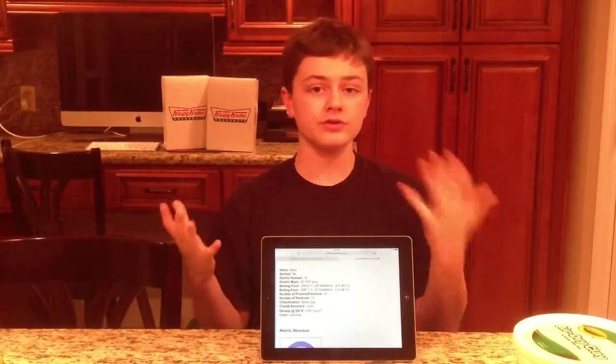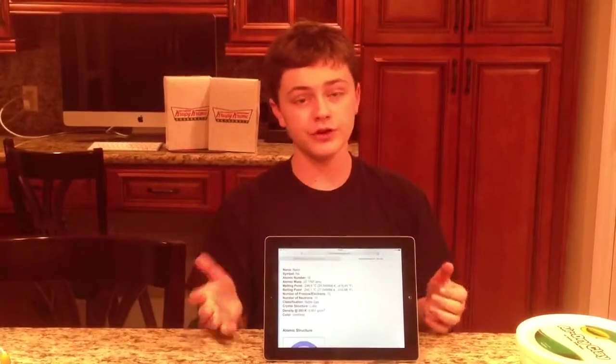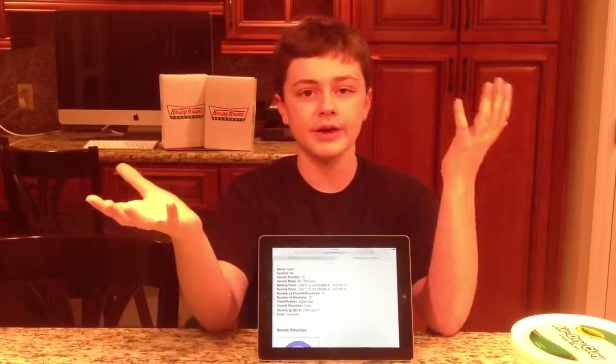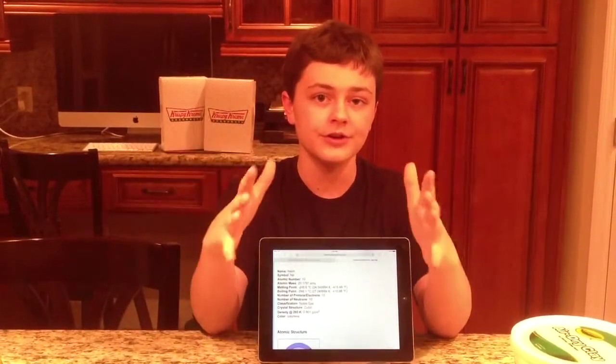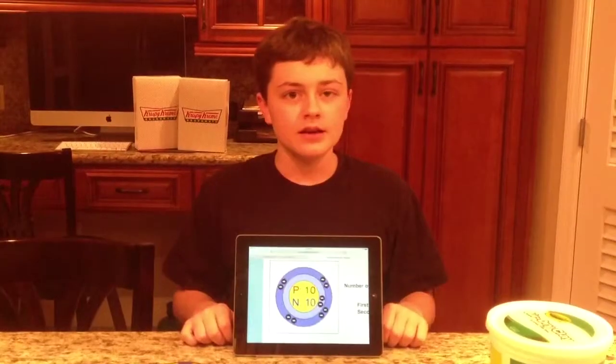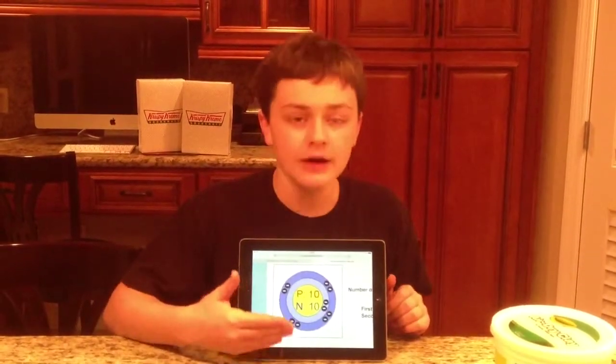Or if you don't have the neutrons, or you don't have the protons, you can just take the atomic mass, subtract either one, and then you get the other. Now, electrons weigh too little to count. Here's a representation of what the neon atom would look like.